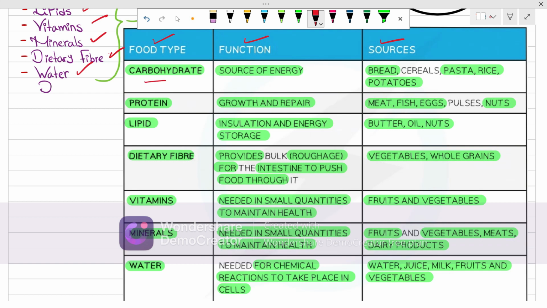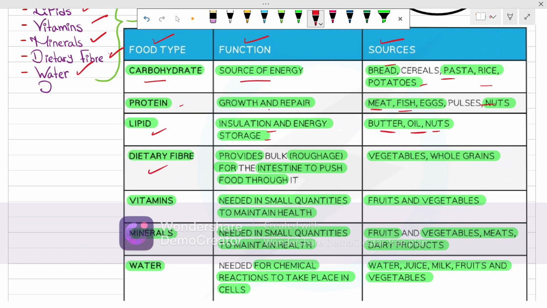Carbohydrates' function is as a source of energy. Sources of carbohydrates are bread, pasta, rice, and potatoes. Proteins are for growth and repair. Sources of protein are meat, fish, eggs, nuts, and so on. Lipids are for insulation and energy storage. Sources of lipids are butter, oil, and nuts.